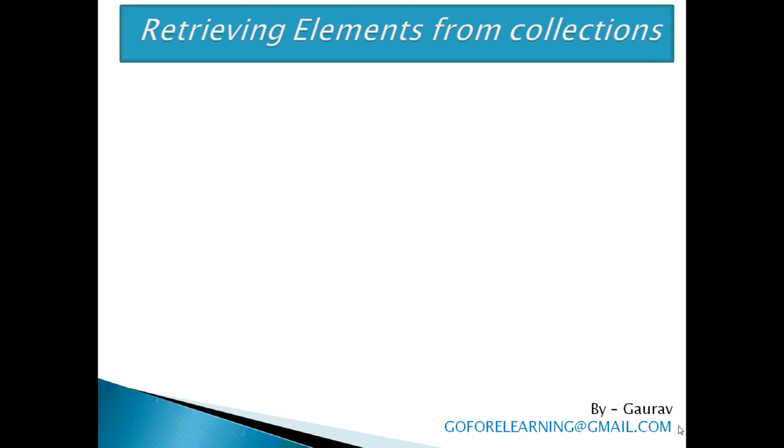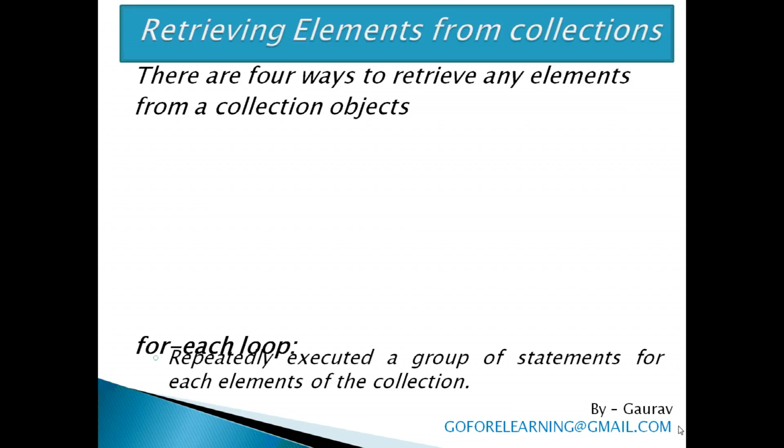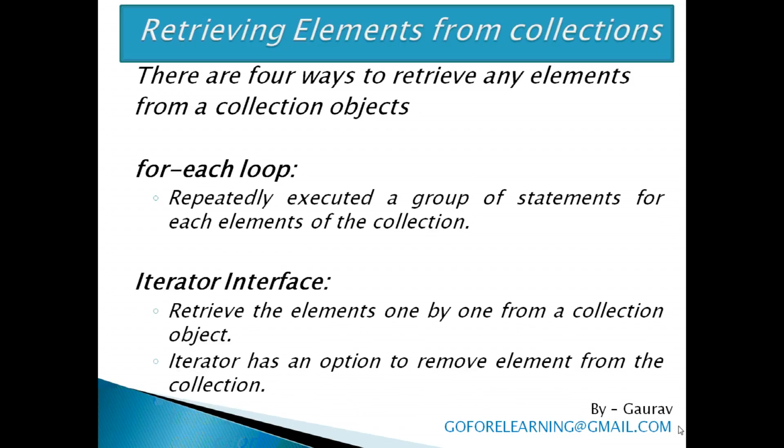How to retrieve elements from collections? There are 4 ways to retrieve elements from a collection object. First one is the for each loop. The for each loop is like a for loop which repeatedly executes a group of statements for each element of the collection. Next is the Iterator interface. Iterator is an interface that contains methods to retrieve the elements one by one from a collection object. Iterator has an option to remove elements from the collection.